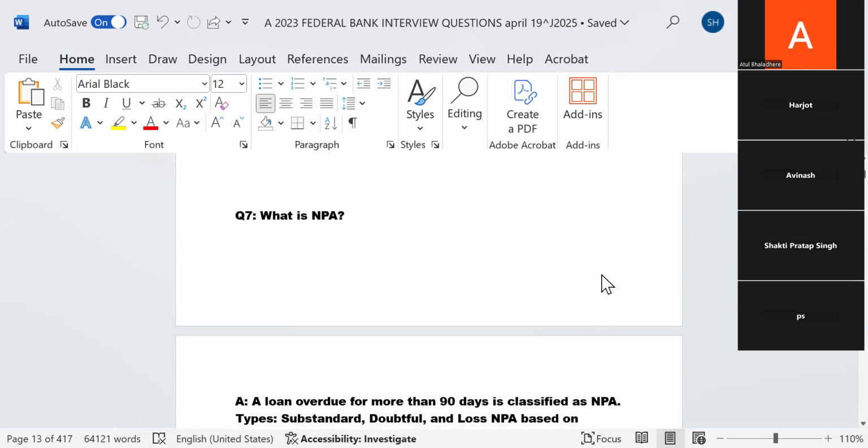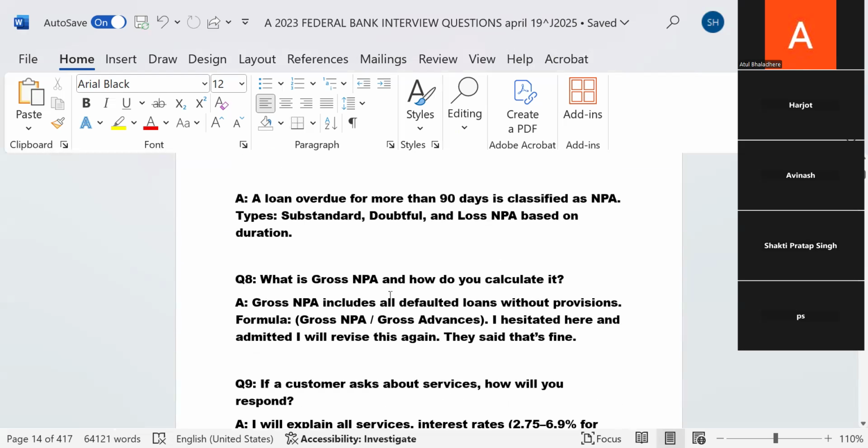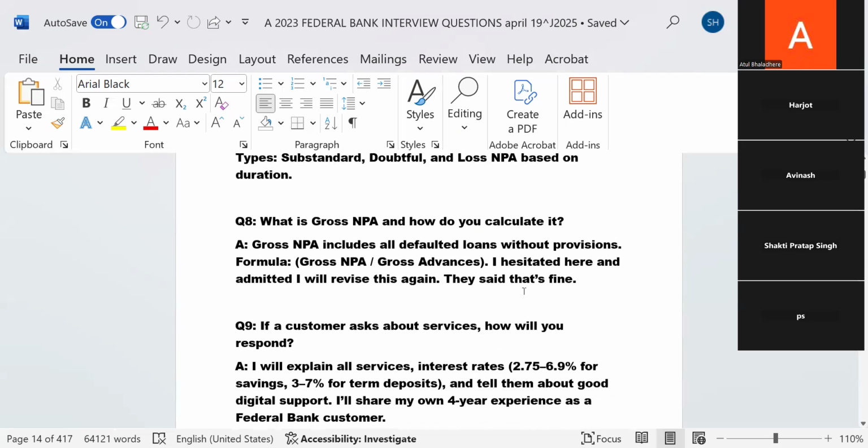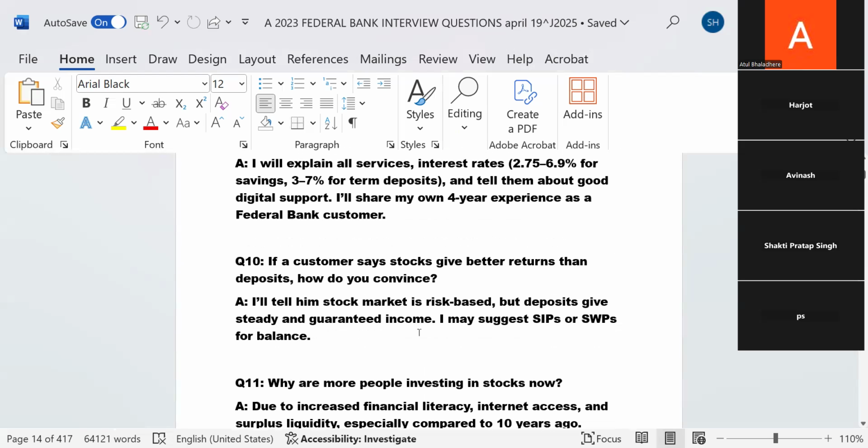Seven, what is NPA? Eight, what is gross NPA and how do you calculate it? Ninth, if a customer asks about services, how will you respond? Tenth, if a customer says stocks give better returns than deposits, how do you convince them?